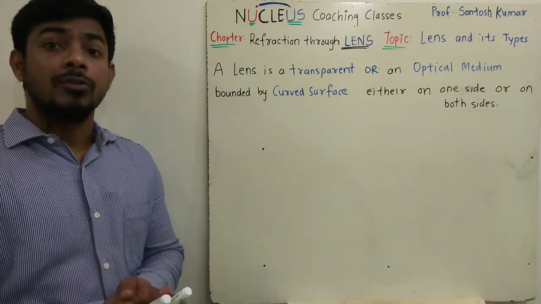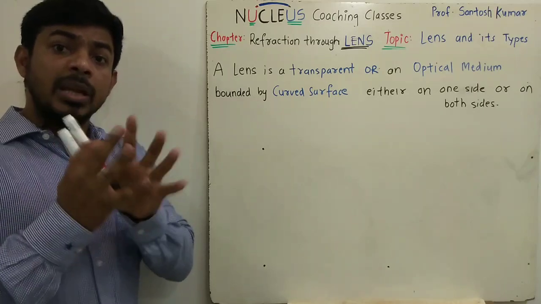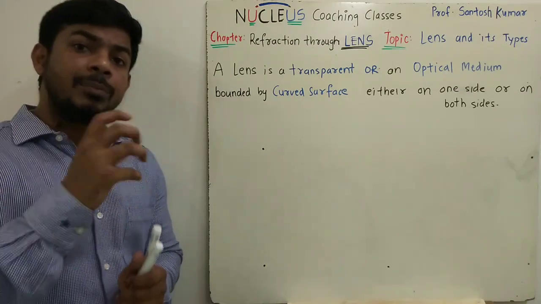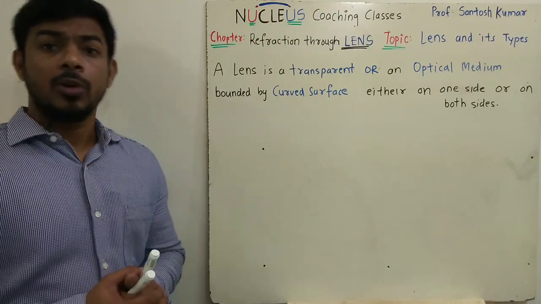If I talk about the action of lens, the lenses are used either to converge a beam of ray or to diverge a beam of ray. That means a beam of ray passing through lens can be made to converge at a point, or it can be made to diverge from a point, right?